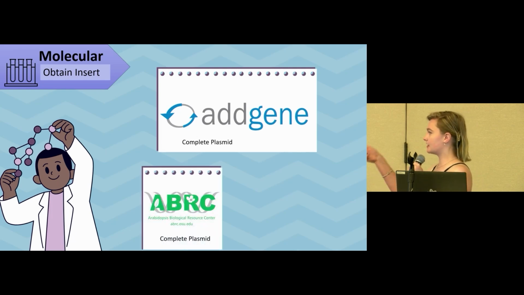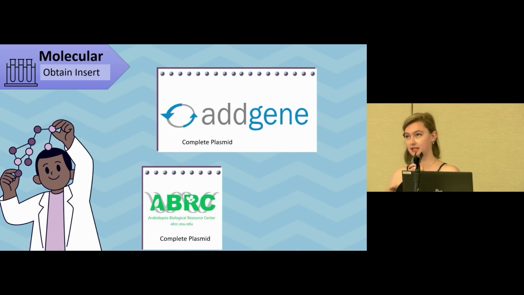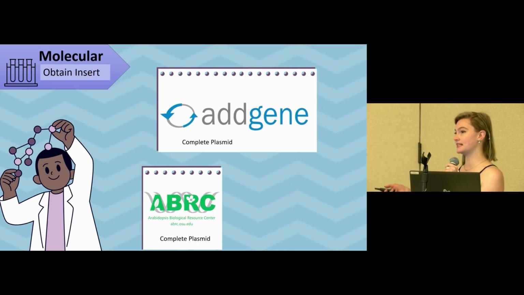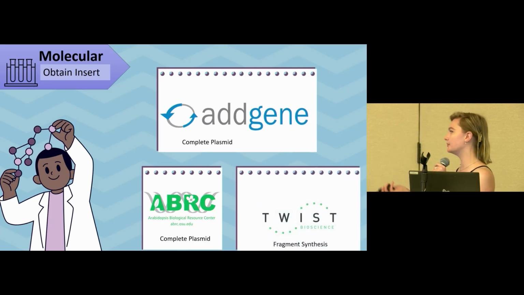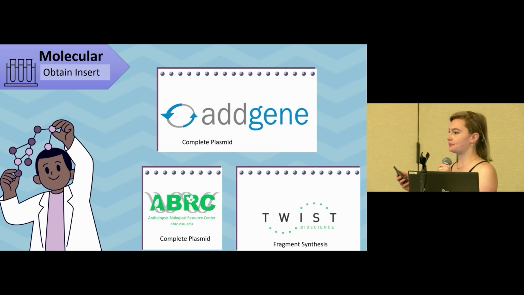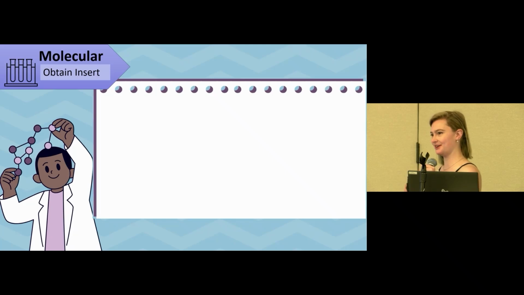Another one is Arabidopsis Biological Resource Center. They're really good for having tons of plasmids specific to Arabidopsis. And both of these have complete plasmids, complete constructs, but you can also use fragment synthesis from companies such as Twist Bioscience, where you can just order the insert that you want and use it from there. Now, these cost money. If you can't afford that, then worry not. We're going to go into molecular techniques to obtain your insert at the bench.